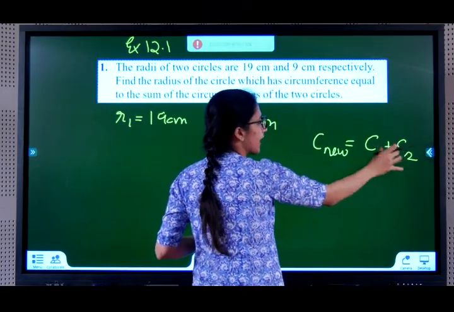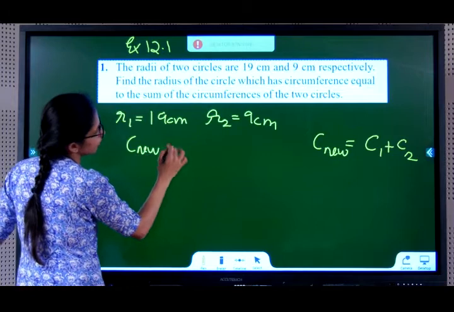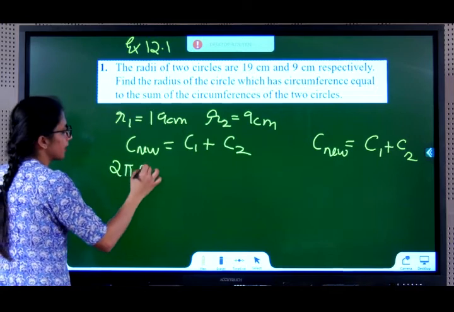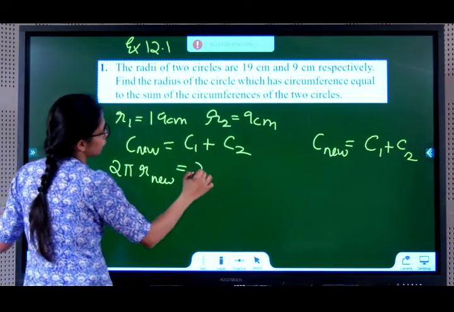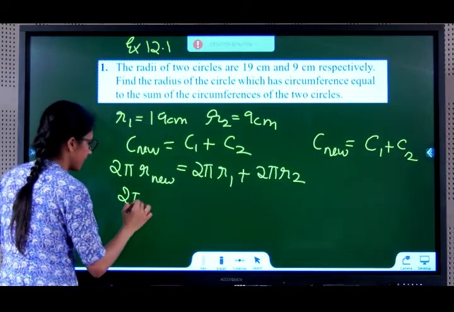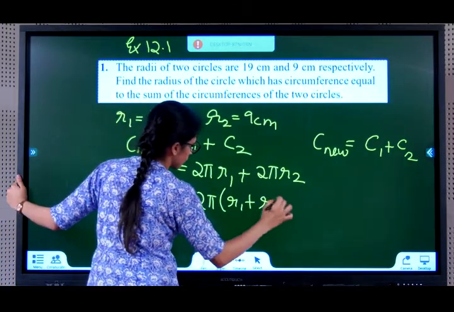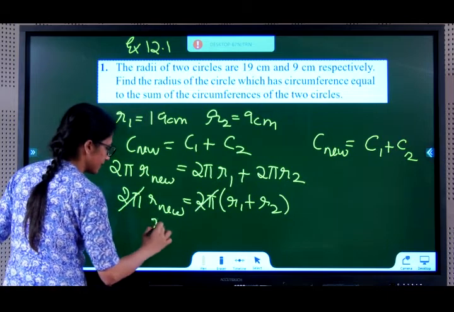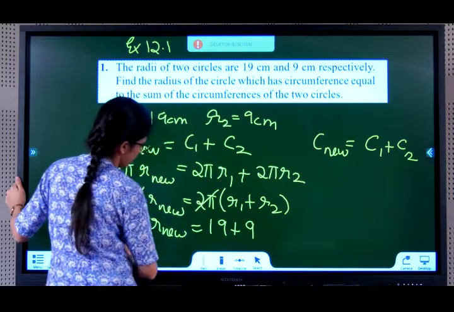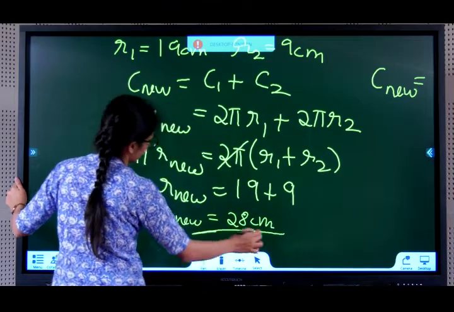So we have these two circles. If you add them, you're getting a new circle having the same circumference. So circumference of new circle is circumference of 1 plus circumference of 2. Circumference is given as 2 pi r, so 2 pi r new is 2 pi r1 plus 2 pi r2. 2 pi r new is equal to 2 pi into r1 plus r2. 2 pi cancels. R new is equal to, what is R1? 19. What is R2? 9. R new is therefore equal to 28 centimeters.